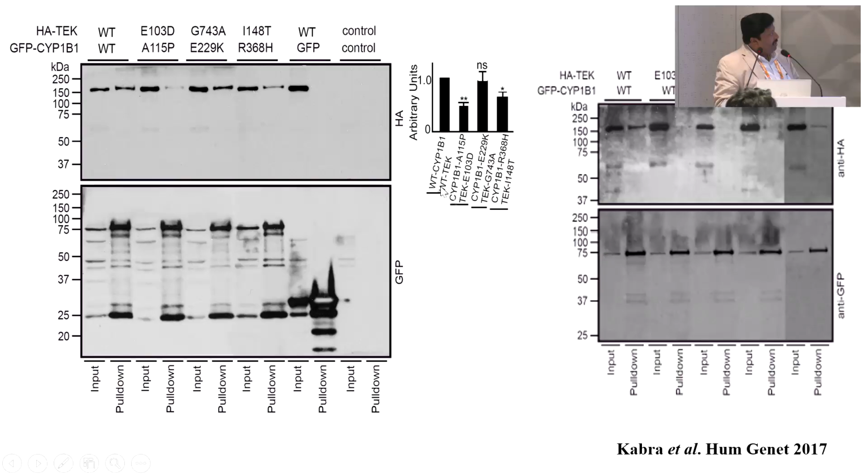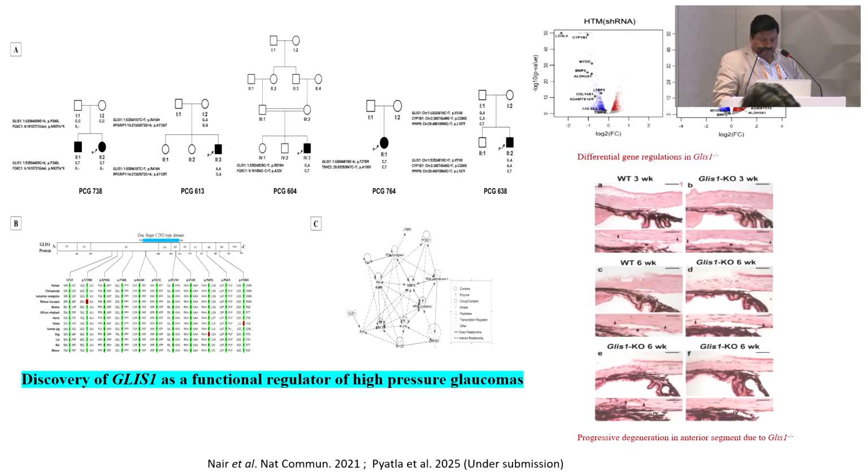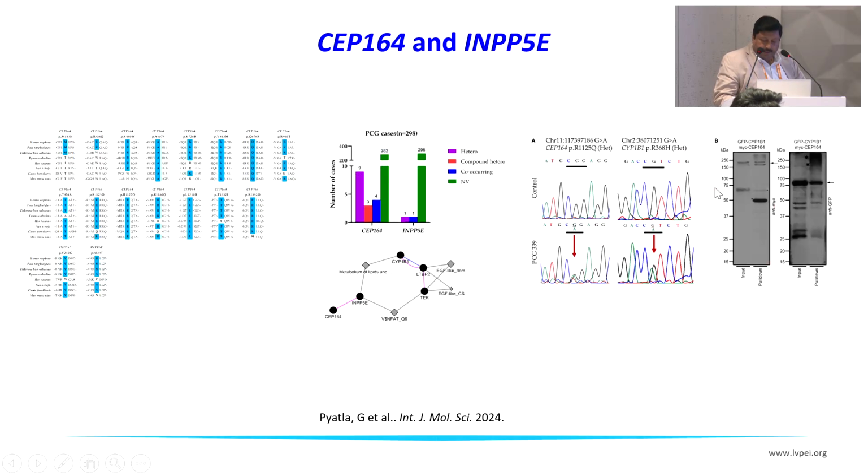We also showed that angiopoietin, which is a ligand of TEK, has different kinds of behavior in HUVEC cell lines, and this has already been published. Furthermore, we showed other genes like a serine protease that also interacts with CYP1B1, and knocking down the serine protease in mice resulted in hypoplastic trabecular meshwork. Similarly, GLIS also interacts with other glaucomatous genes like FOXC1, and again, knocking down GLIS results in hypoplastic trabecular meshwork, and so on and so forth.